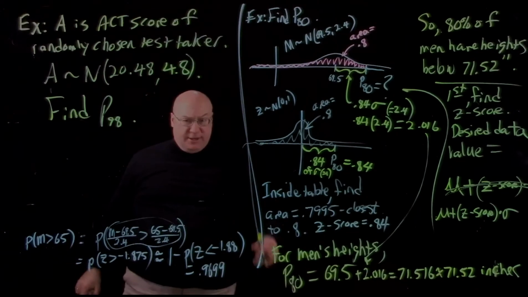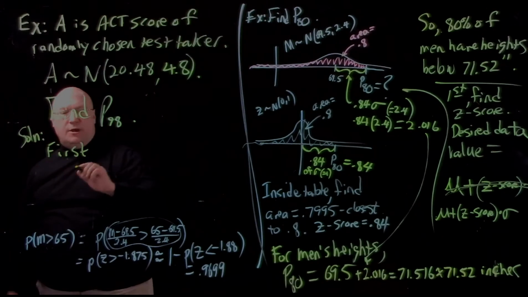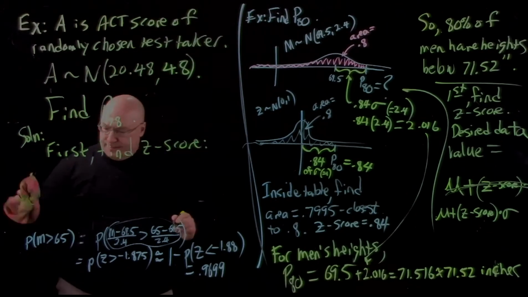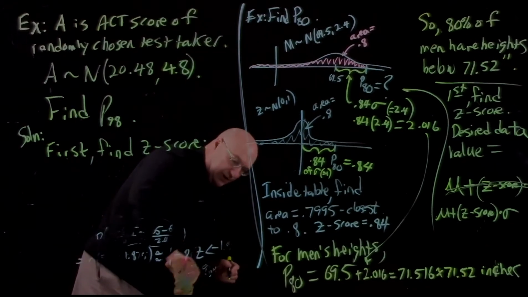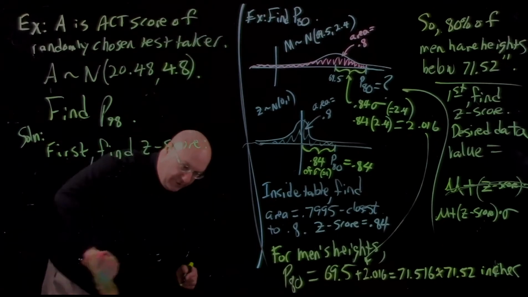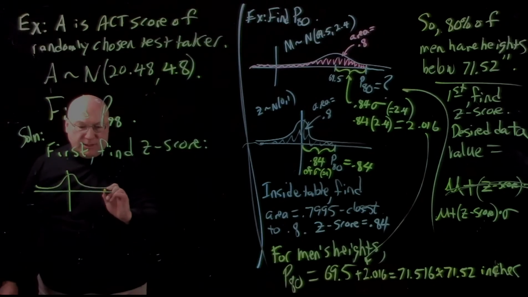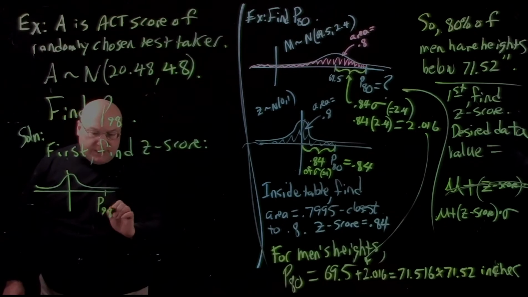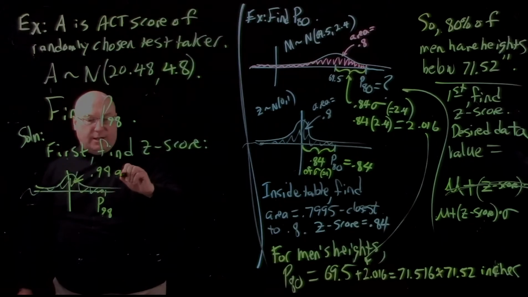So first, solution. First, find the Z-score. Okay, so maybe I will draw that. I might end up drawing the bell curves anyway here, just to make sure we know what we're doing. So, find the Z-score. Somewhere out here is the Z-score, which would be P98, and that means I want 0.98 area.